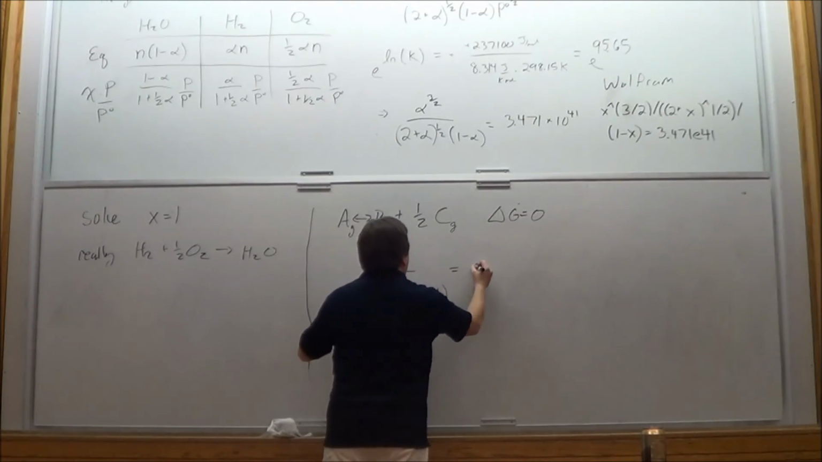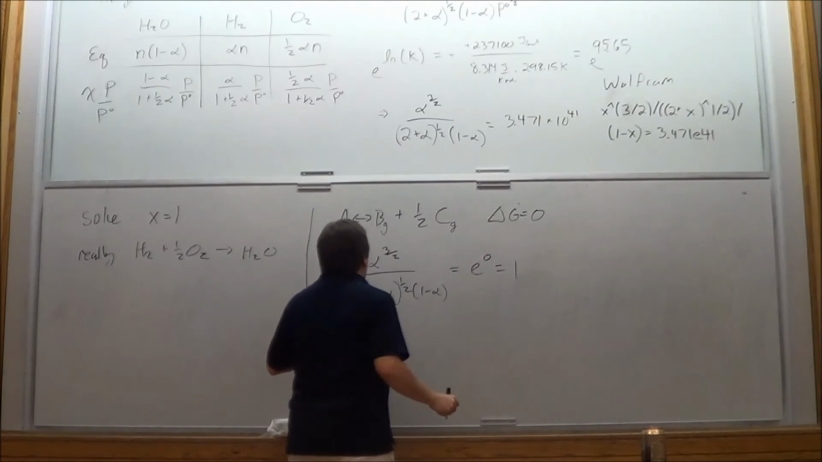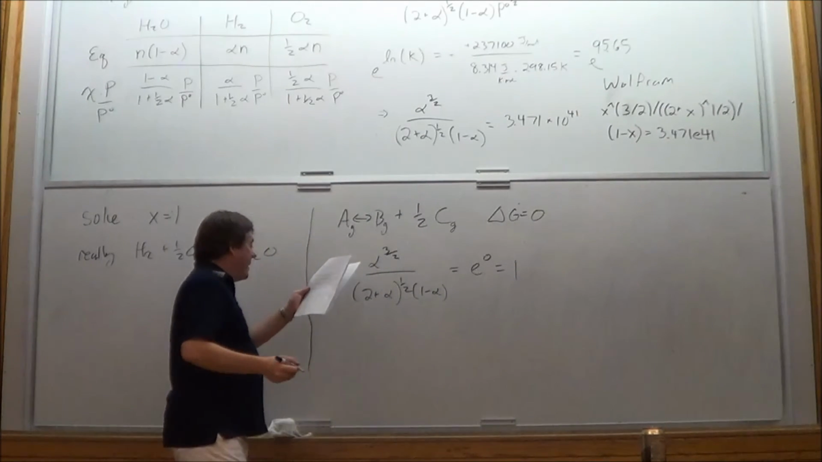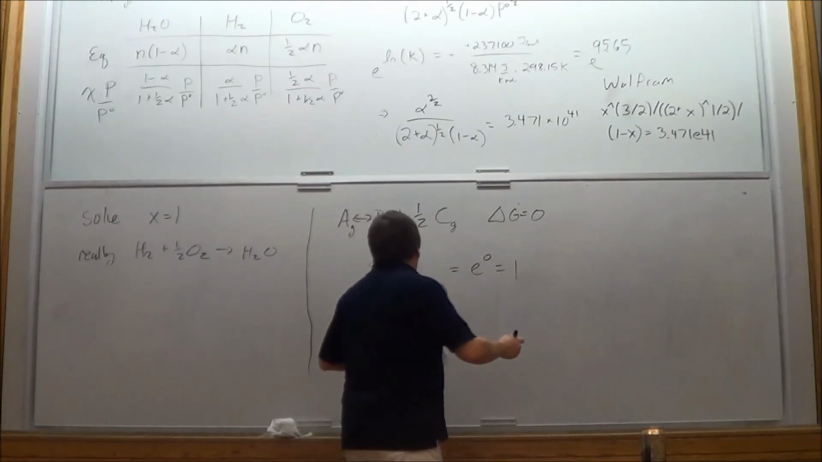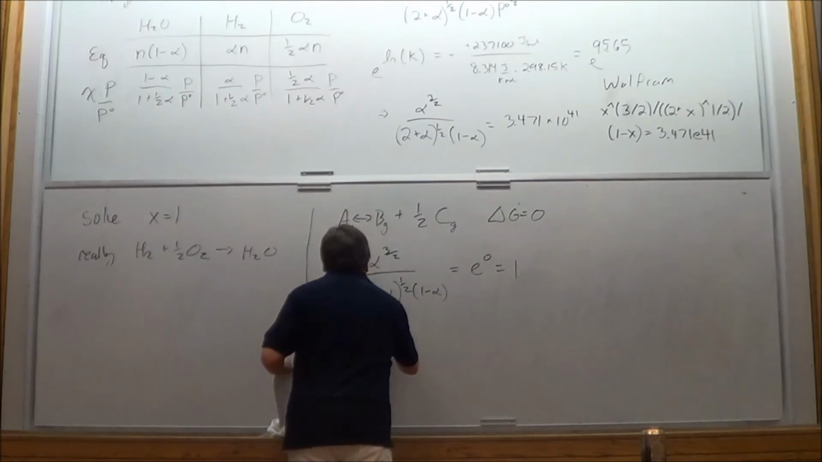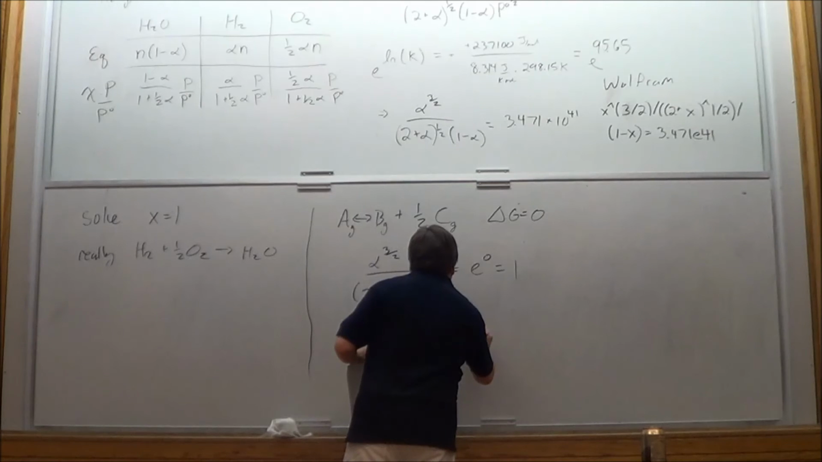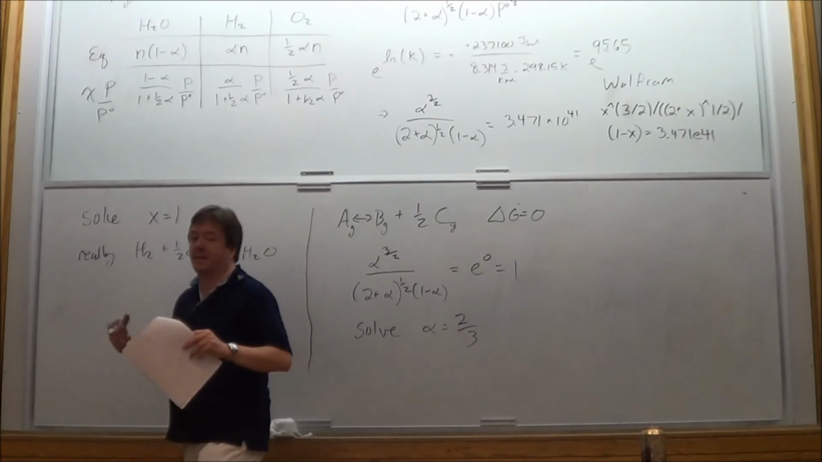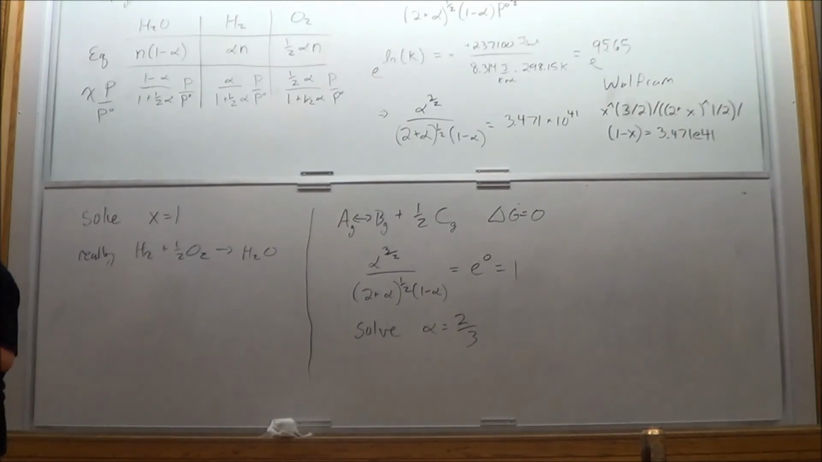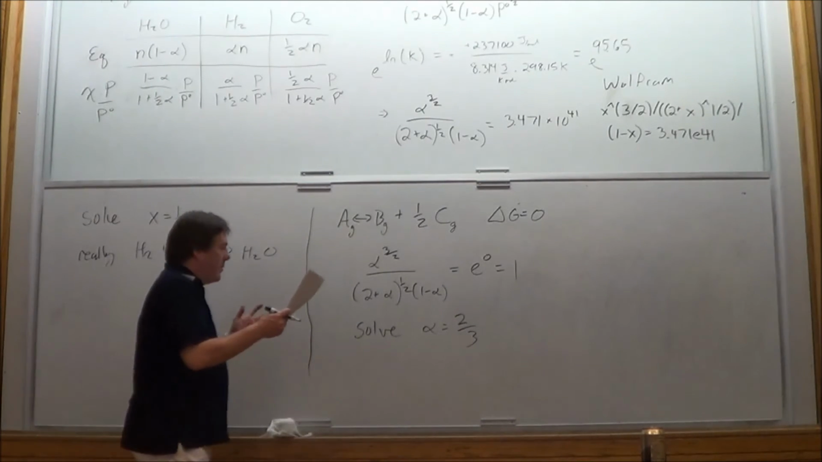Except it's going to be equal to e to the 0, which is 1. Again, I put that in Wolfram, solve for it. And it says alpha is equal to 2/3. It actually says 0.666666. It's doing it numerically, so it doesn't understand fractions. So that's kind of neat.